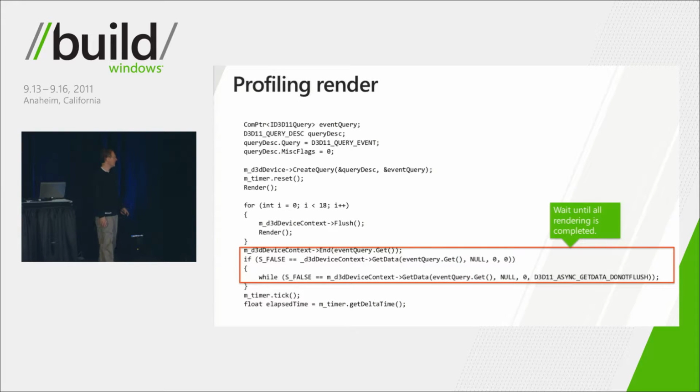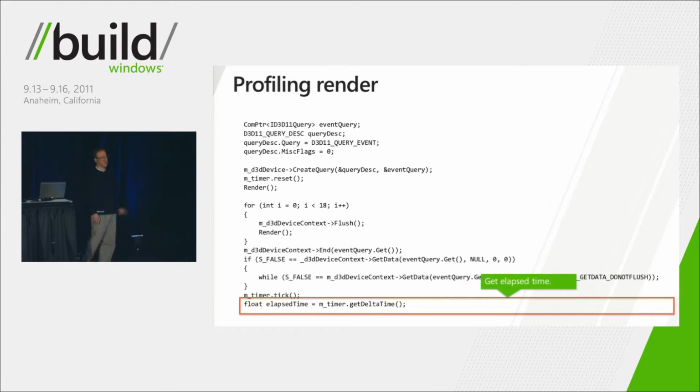Everything's happened on the GPU, and only at that time do we actually get back the timers to tell us how long it took to render those characteristic frames. So this is the code that we're actually using in the particle system demo. We're using 18 frames because that equates to about 0.3 of a second if I want to hit 60 frames a second.